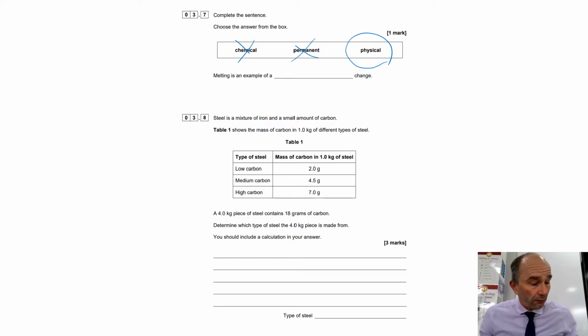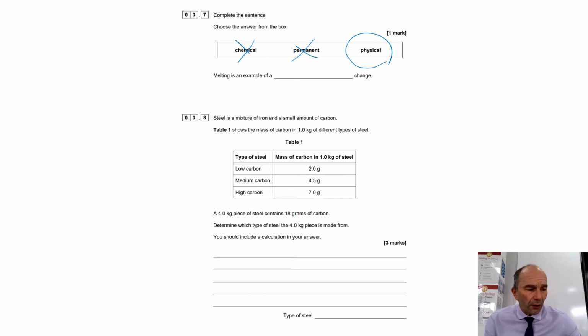And there's another mark. Right, now here we've got a question about steel. It's a mixture of iron and a small amount of carbon. We've got a table showing the mass of carbon in 1 kilogram of different types of steel. Now we're being told a 4 kilogram piece of steel contains 18 grams of carbon. Determine which type of steel the 4 kilogram piece is made from. You should include a calculation in your answer. Now, in this one, if you didn't include a calculation in your answer, you would score no marks, even if you just happen to guess the correct type of carbon.